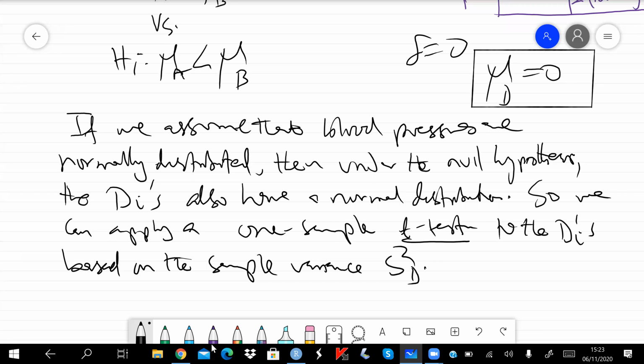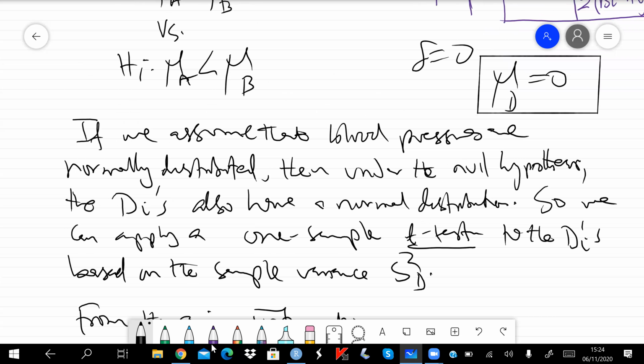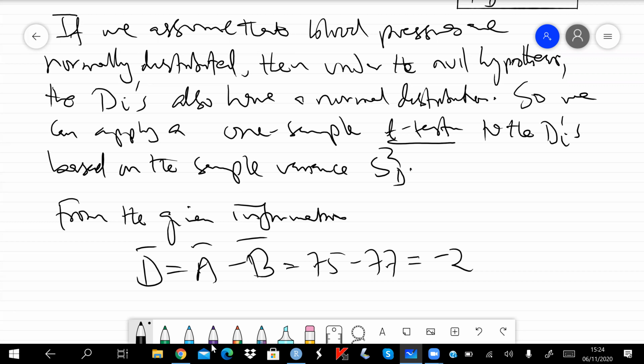From the information given, and from what we've just said, D bar is equal to A bar minus B bar. It doesn't matter which one comes first, so we have reversed them, which is equal to 75 minus 77, which is minus 2.